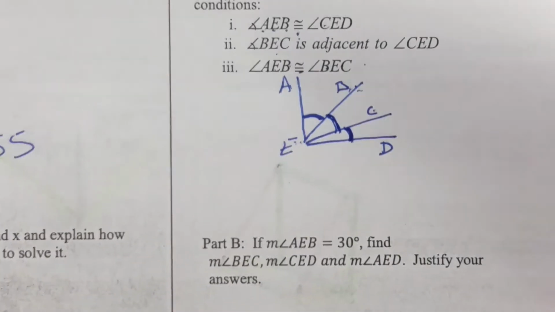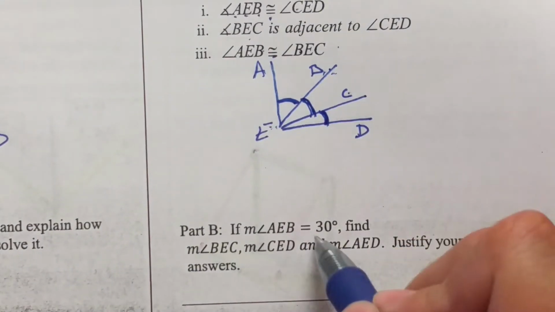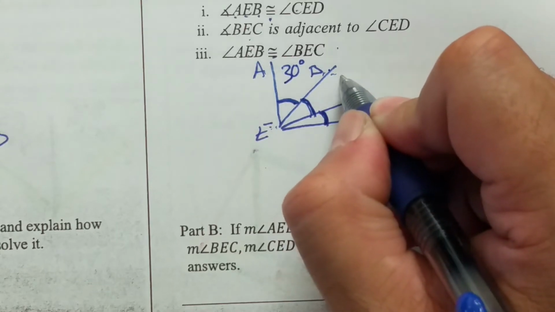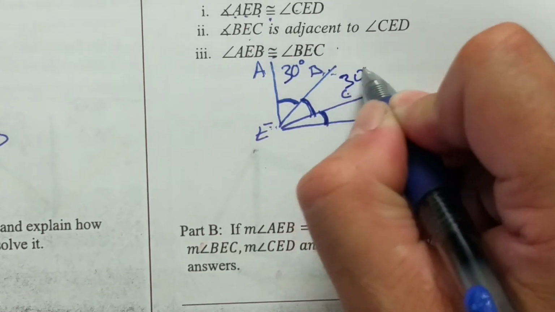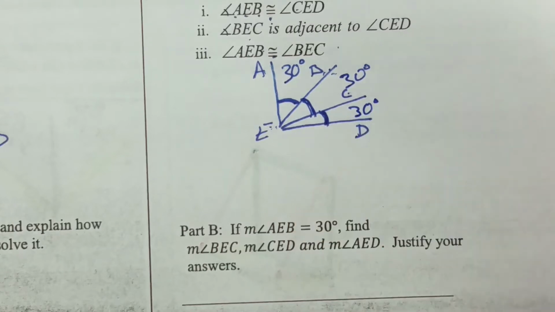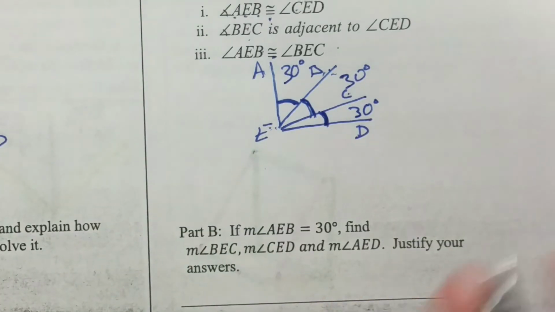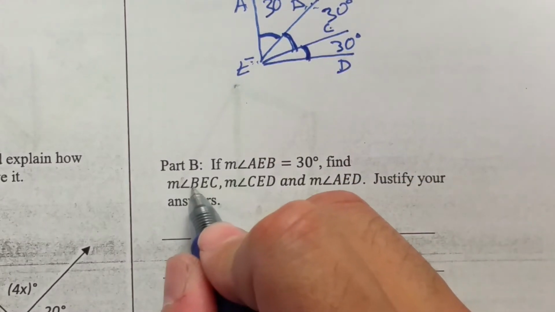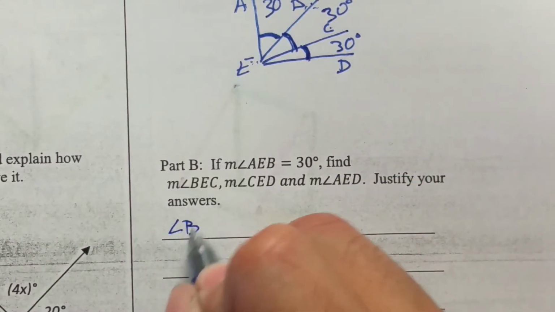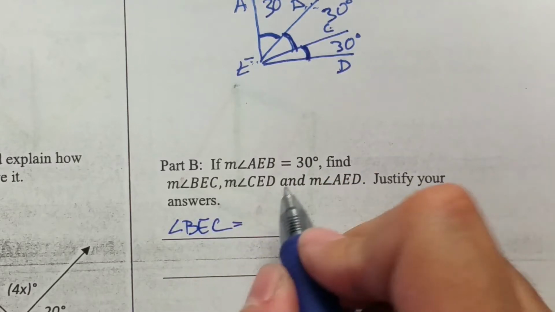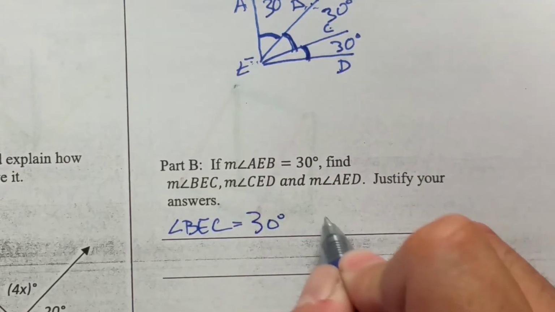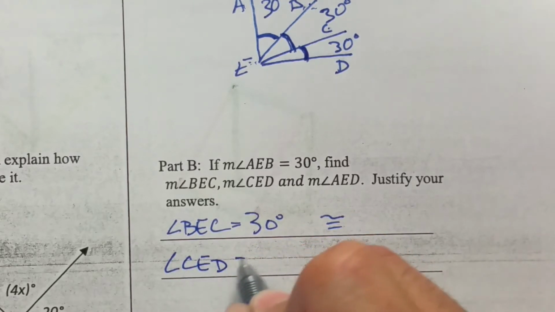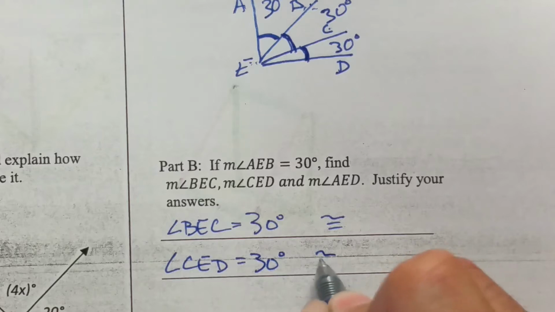Now, on this next part, it says if AEB is 30 degrees, this one is also going to be 30 because they're all congruent. So they're all 30. For this next one, it says angle BEC. Angle BEC is equal to 30 degrees because they're congruent. Angle CED is 30 degrees because they're congruent.